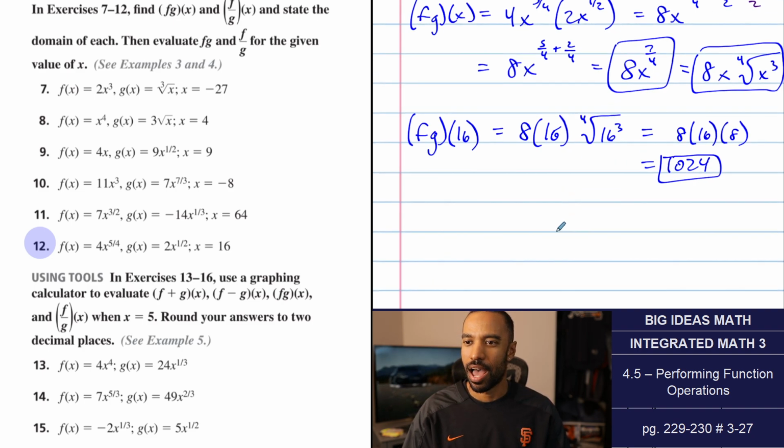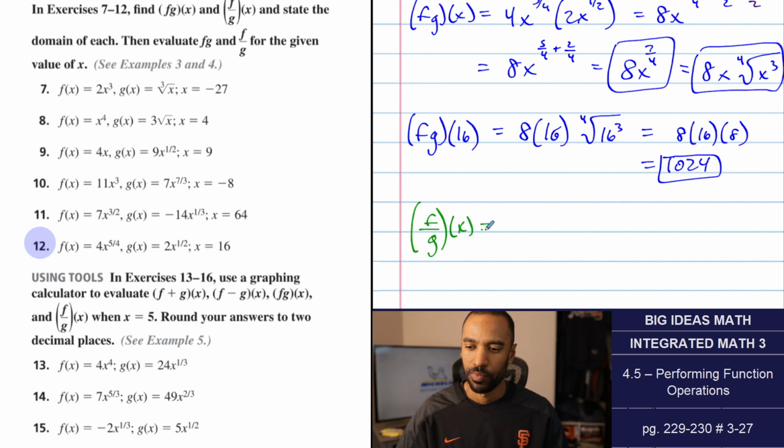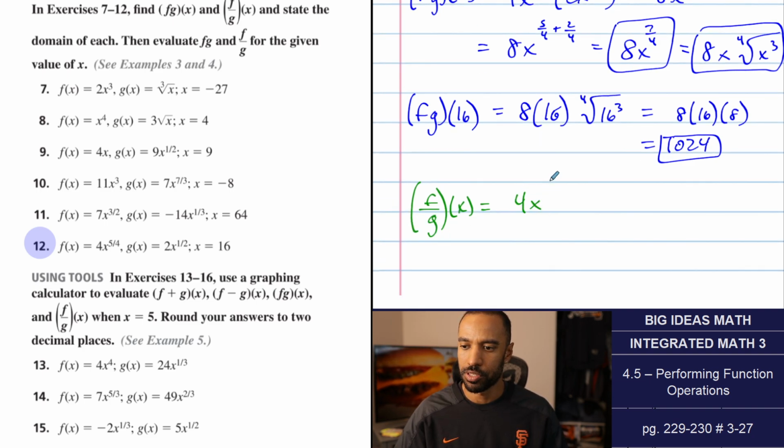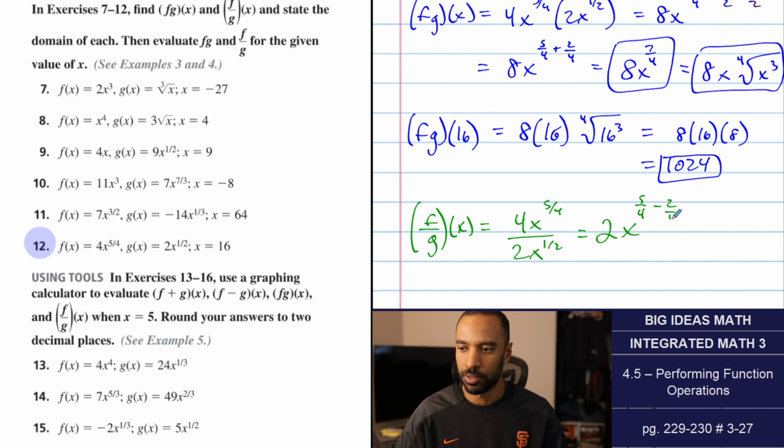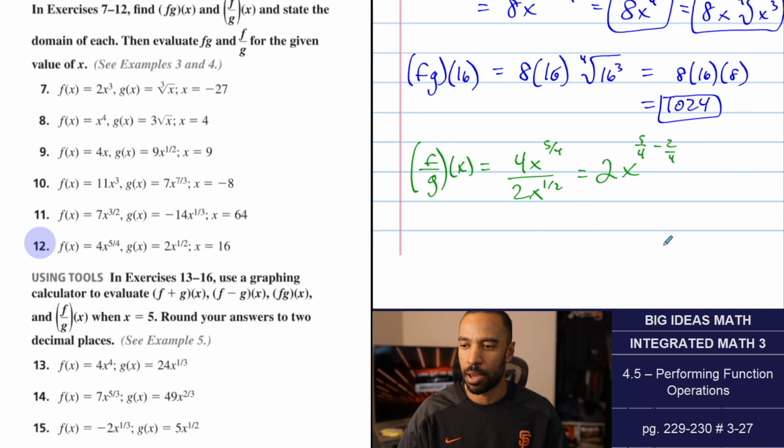All right. f over g of x equals f of x over g of x, 4x to the 5/4 over 2x to the 1/2. So the 4 over 2 will become 2. The exponents will subtract here. Remember, it's 5/4 minus 2/4 now in that case. So this is going to become 2x to the 3/4 power. And that's one version to write.